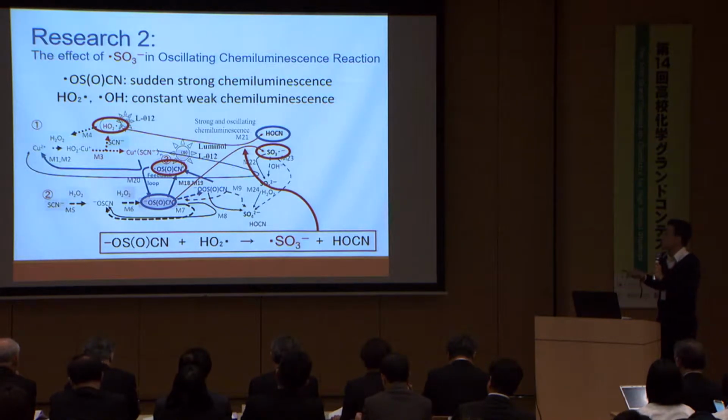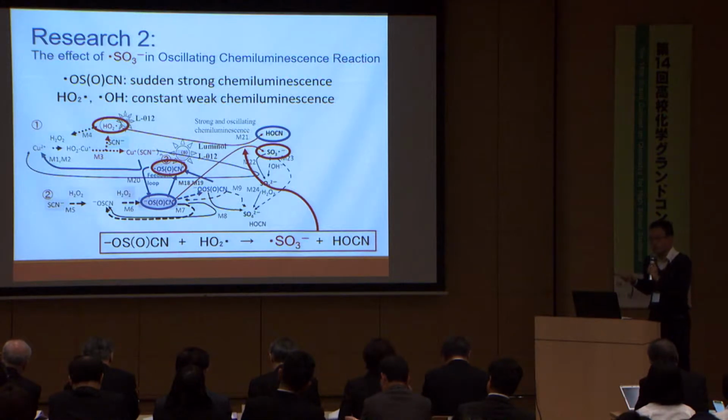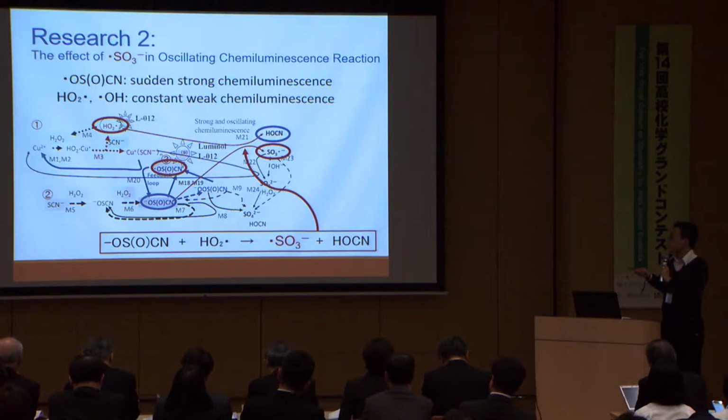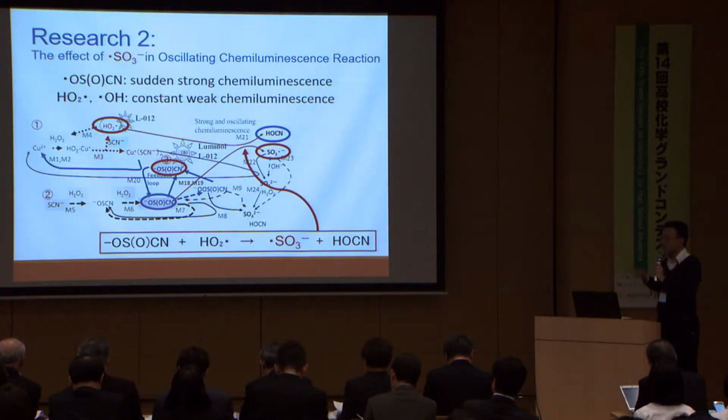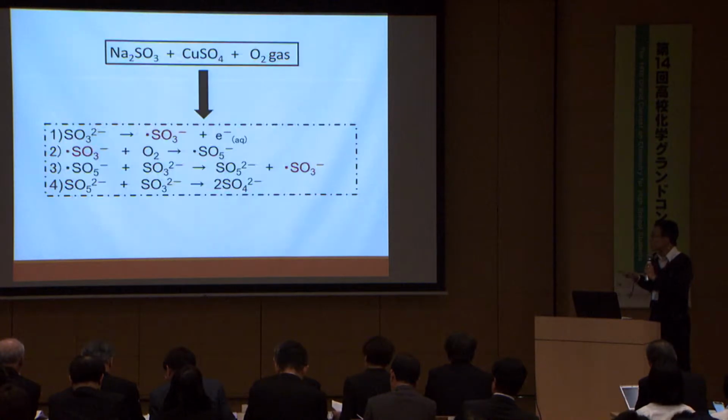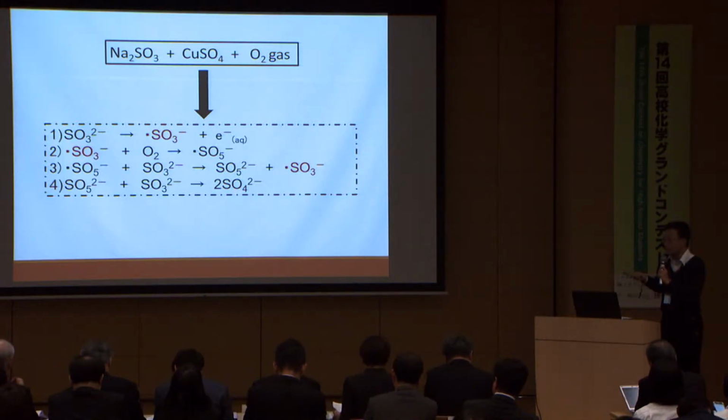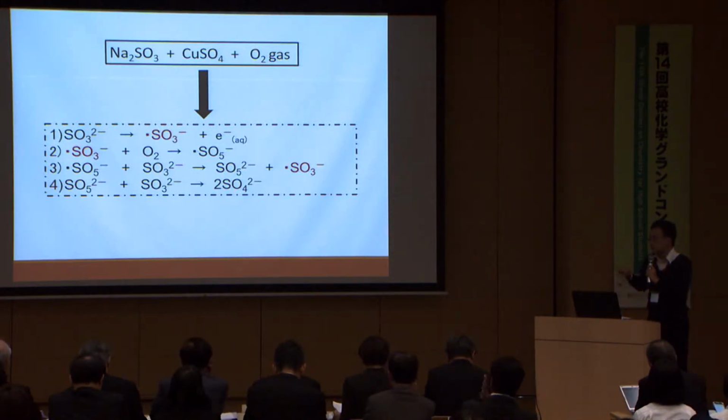Next, we studied the effect of this radical in the oscillating chemiluminescence reaction. In the paper I referred to, it says that this radical will cause a sudden strong chemiluminescence, but it didn't say anything about whether this radical may react with luminol. So I tried to see whether the luminol will react with this radical. We used these 3 reagents to generate this radical, and we put luminol in the solution, and we see whether the luminol will emit light.